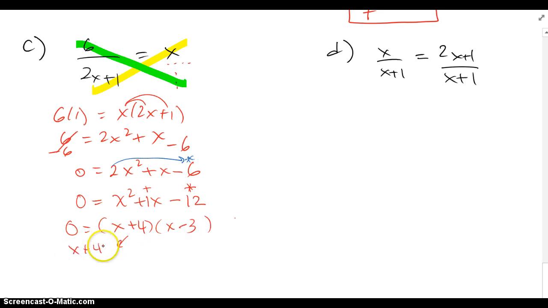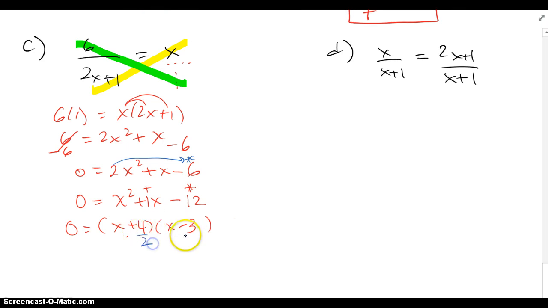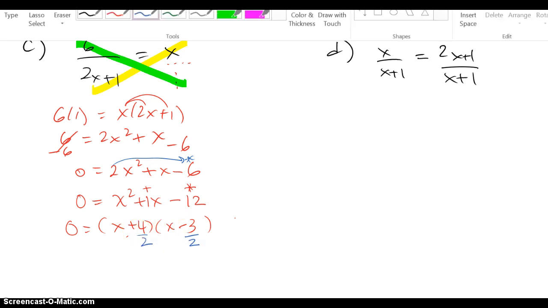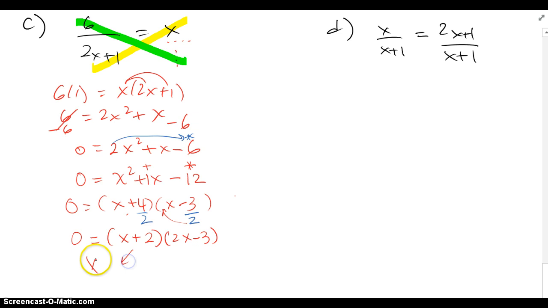Set each factor equal, oops, not yet, I forgot something actually. Since I multiplied by 2, I have to go back and divide these guys by 2. That's a key step in this method. So I have x plus 4 over 2, which reduces to 2, and this doesn't reduce any further, so move the 2 up, and that'll be 2x minus 3. Now I can pop out my solutions. x plus 2 is 0, or 2x minus 3 is 0.